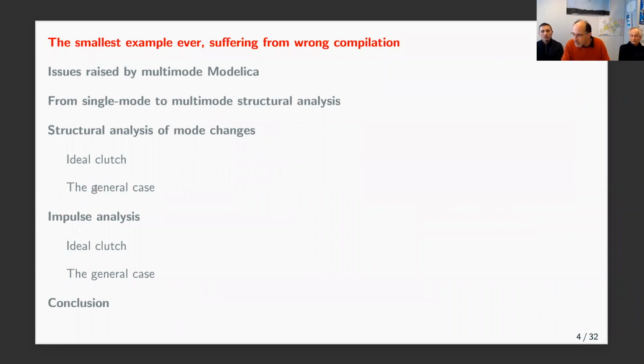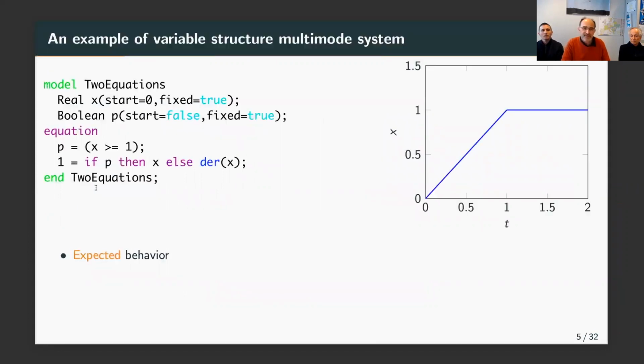To understand what is the essence of the difficulty, we'll start with a very, very simple example. It's just 7 lines with 2 equations and 2 variables. So we have one real variable x, one Boolean variable p. The Boolean variable is defined as a function of the real variable, and the dynamics of the real variable is defined by this second equation.